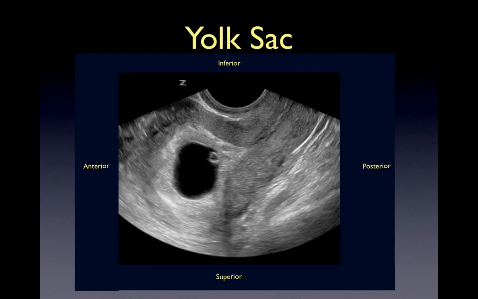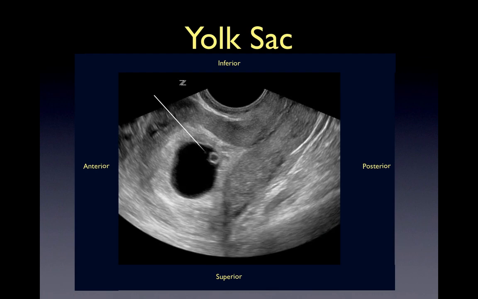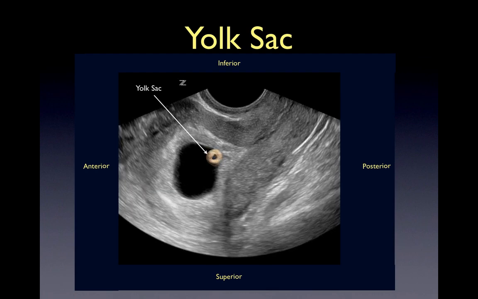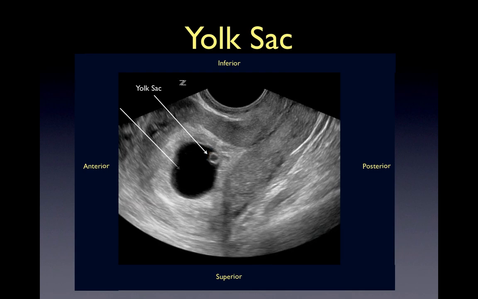By week 5 to 6 of gestation, a yolk sac should be visualized. It is the first element seen in the gestational sac during pregnancy and looks like a small Cheerio.